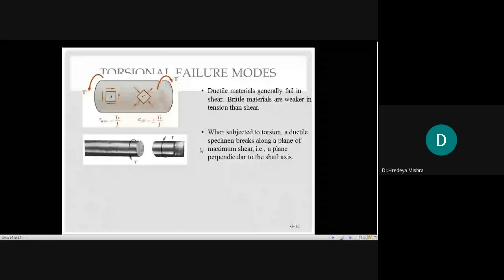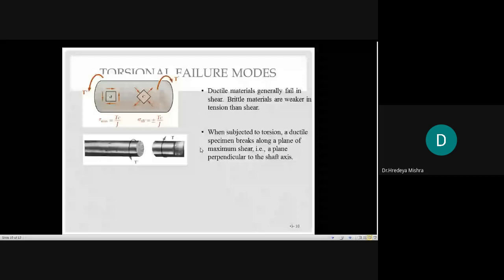Now we talk about failure. Ductile material generally fails in shear. Brittle material is weaker in tension than in shear. See here, this shaft has failed due to the torsional force. When subjected to torsion, a ductile specimen breaks along a plane of maximum shear, a plane perpendicular to the axis. So what is the meaning of this statement?